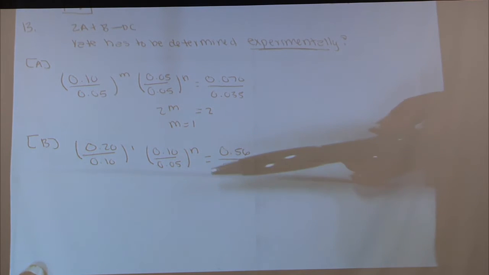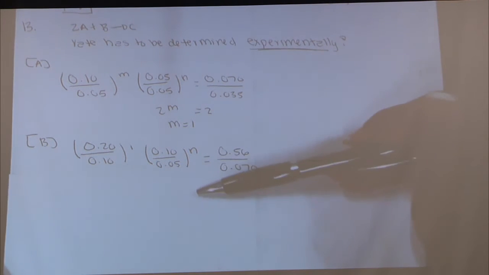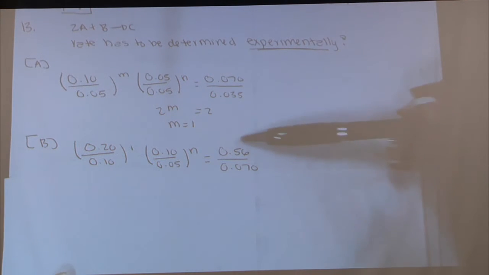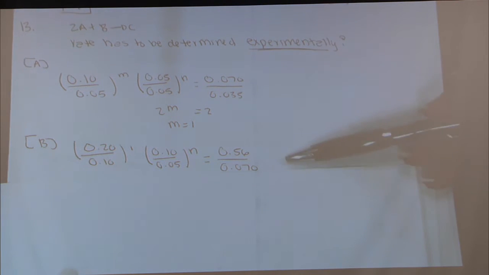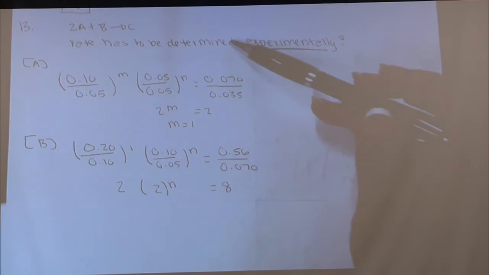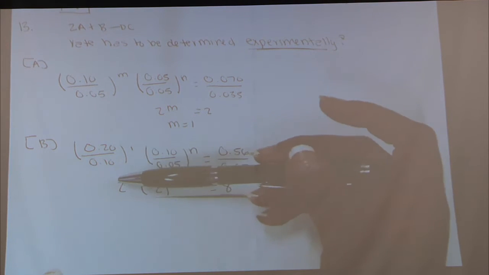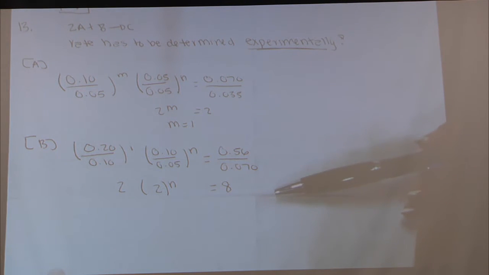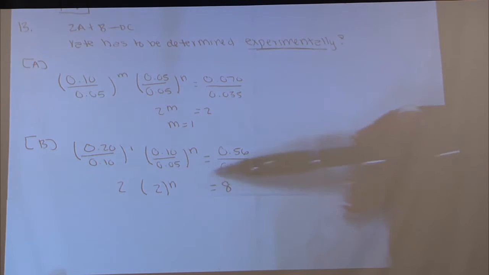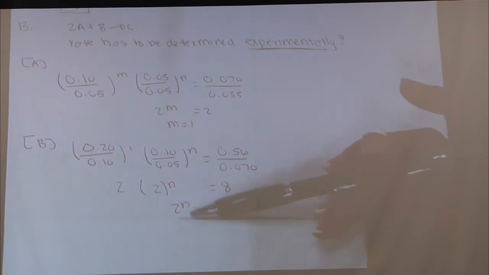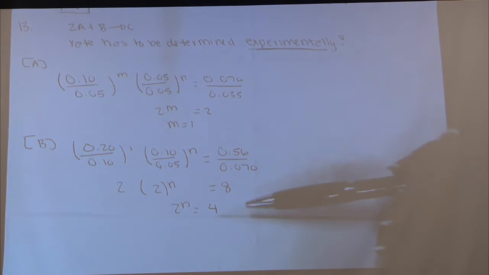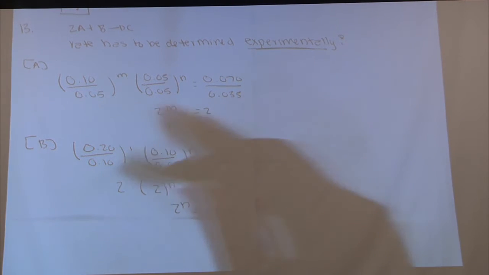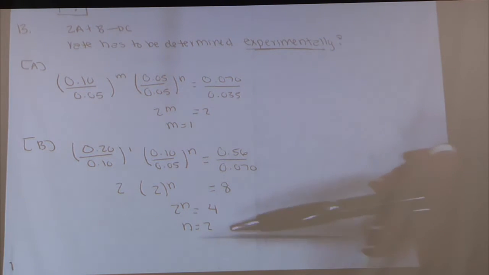Then I did 0.10 over 0.05, raised to the n, and set that equal to trial 3 over trial 2 initial rates. When you solve that, you'll get 2 times 2 to the n equals 8. Now you would just divide this 2 from here, so you'll have 2 to the n equals 4, and then you'll be able to solve for the order of the reaction, or the order of B, which would be n equals 2.